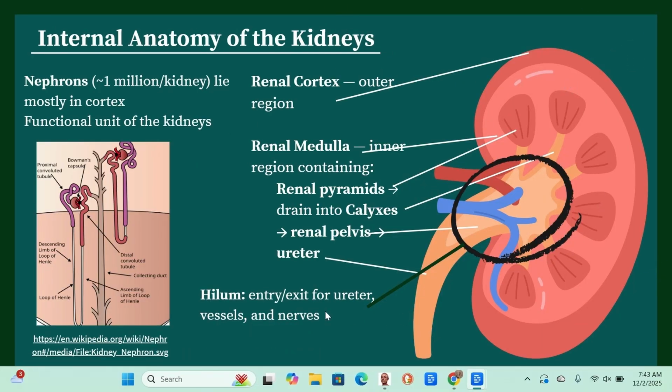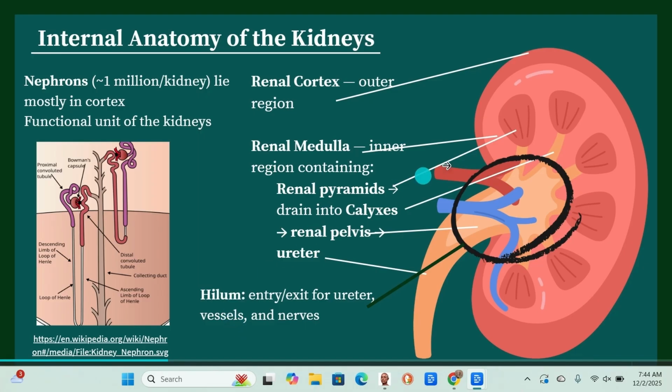What does it look like inside the kidneys? We have the renal cortex, which is the outer region, and then we have the renal medulla. Whenever you see renal somewhere, you know that has to do with the kidneys. Remember also that the adrenal glands that sit on top of the kidneys have a cortex and a medulla as well. That will help you keep in your head which anatomical part is which.